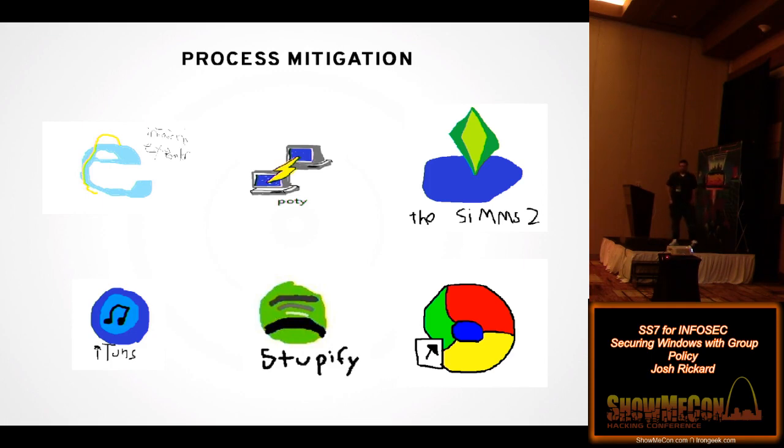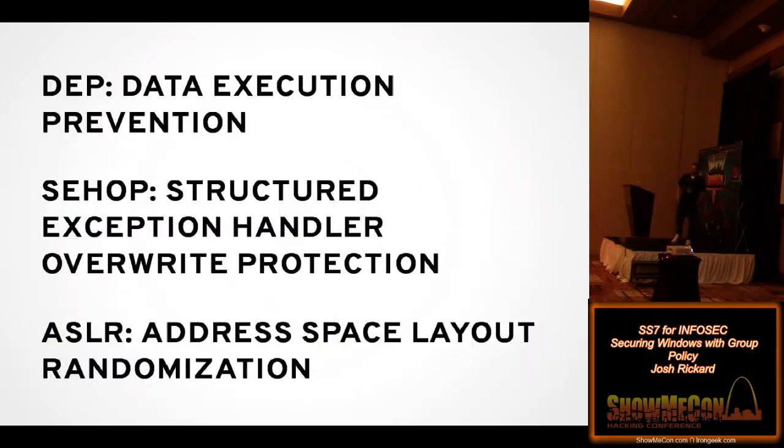Process mitigation. Anyone heard of EMET? Remember, it was a few years ago. It was a pretty cool tool that Microsoft released that you could deploy on your endpoints and configure. In Windows Server 2016 domain function level, you now have the ability for process mitigation. That means you can control individual processes or threads with DEP, SEHOP, and ASLR.